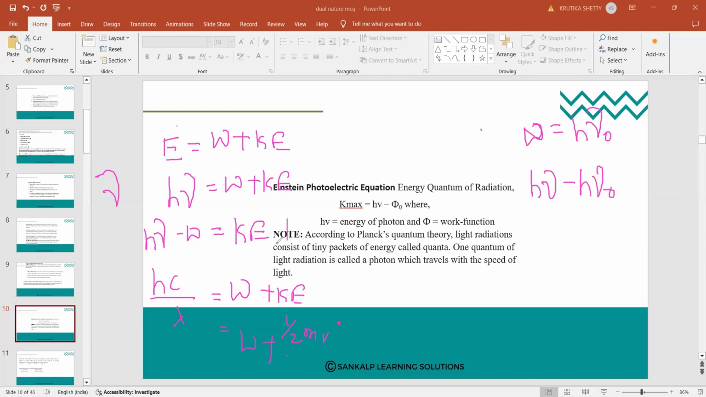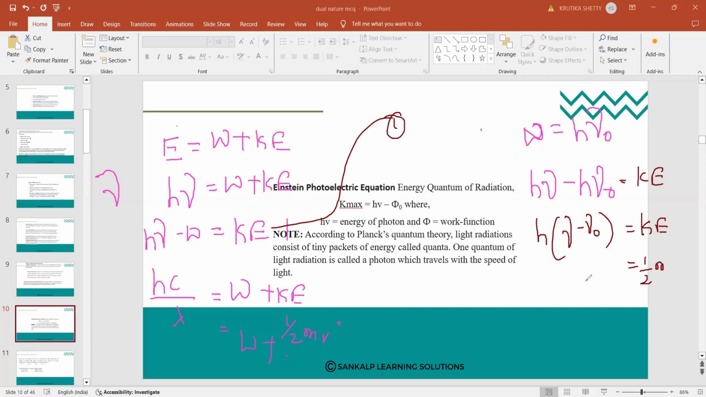So here h nu minus w is equal to kinetic energy. The equation 1 I am writing it as w is equal to h nu naught. So therefore h nu minus h nu naught is equal to kinetic energy. So what is common here? h is common. Therefore, h into bracket nu minus nu naught is equal to kinetic energy. So kinetic energy is also written as what? Half mv square. So h into bracket nu minus nu naught is equal to half mv square.